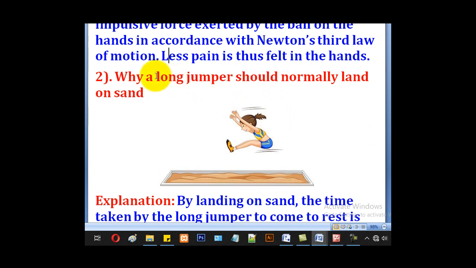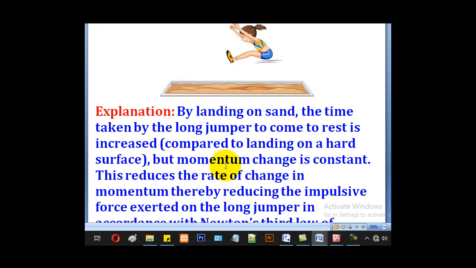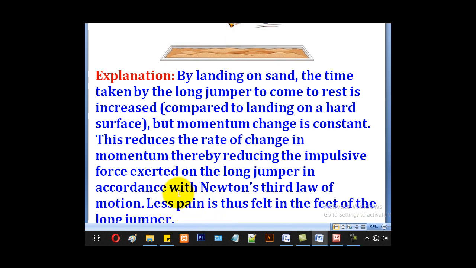Another observation is why a long jumper should normally land on sand instead of a hard surface like concrete. I think you can see this is a long jumper and this is sand. So why is it so? Newton's third law helps us to explain that in the following way. By landing on sand, the time taken by the long jumper to come to rest is increased compared to landing on a hard surface. But the momentum change is constant. This reduces the rate of change of momentum, thereby reducing the impulsive force exerted on the long jumper in accordance with Newton's third law of motion.